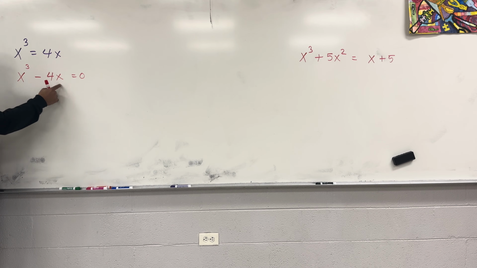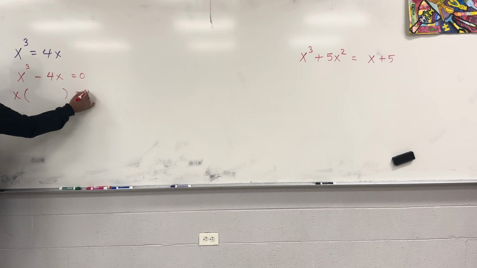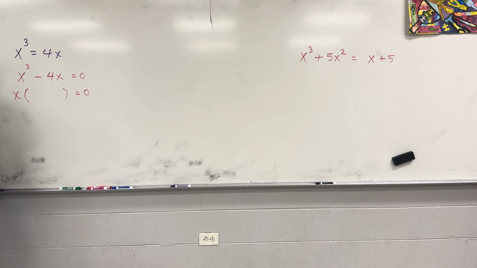So what can I pull out between these 2? What do they have in common? X. So you pull x out. All right, very good. You keep up with your 0, of course. And then what do I have inside of parentheses after taking that x out? X squared minus 4. Very good. So this is a factor. This is also a factor.